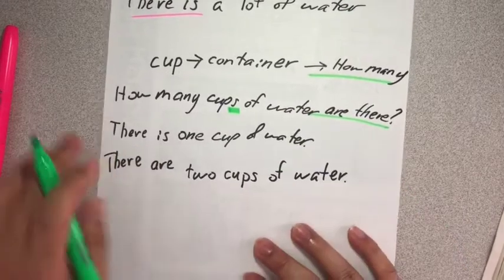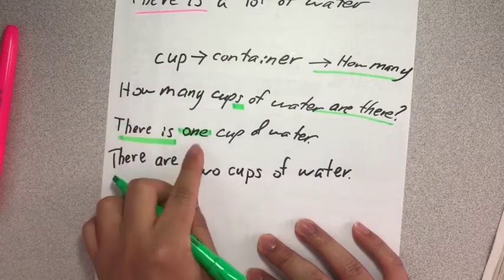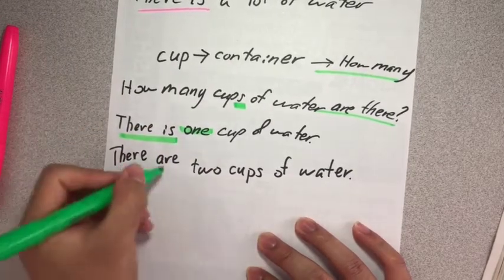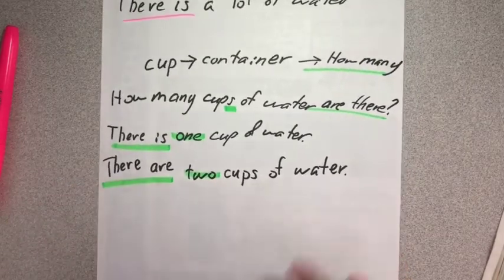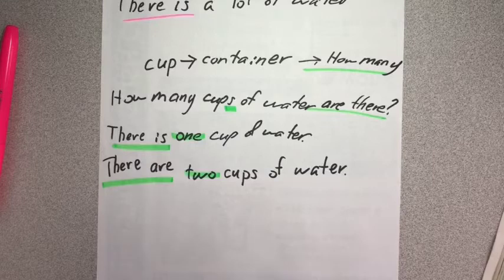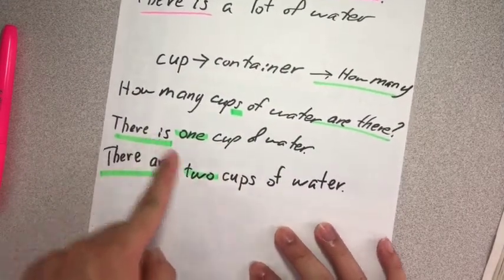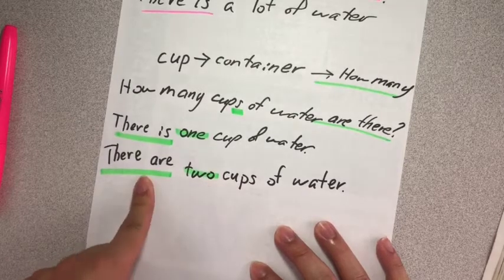So in this answer, we say there is because we have one. Here we have one, so we say there is. But here we say there are because we have 2. So when we have one, we say there is. When we have more than one, so here 2, we say there are.